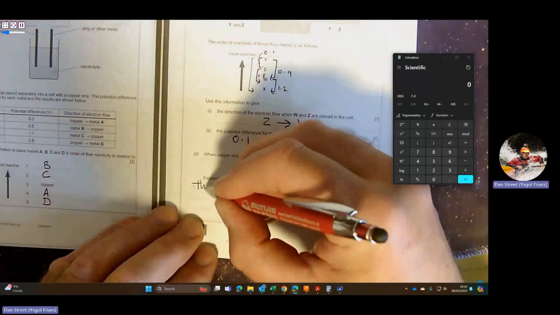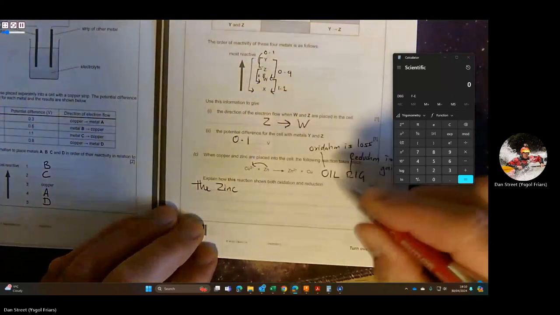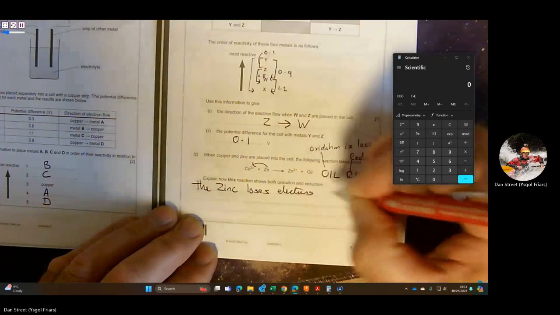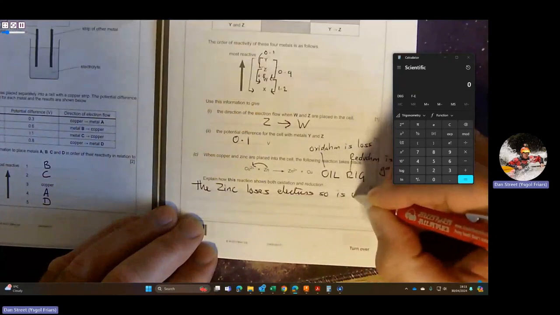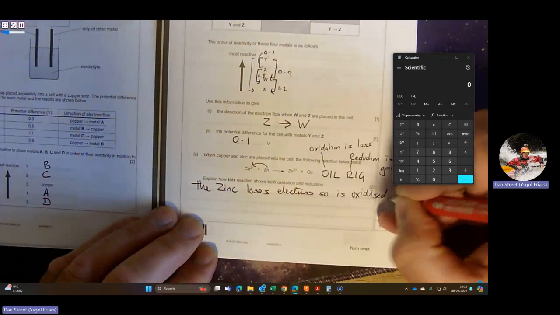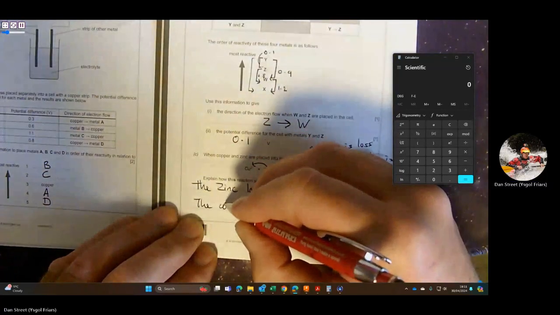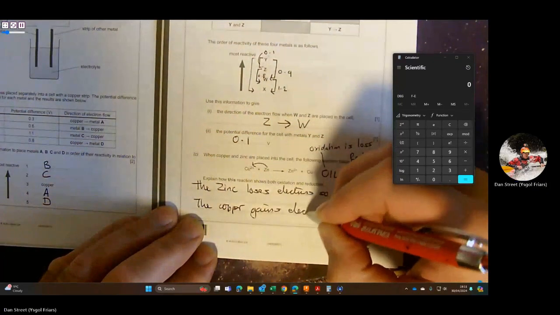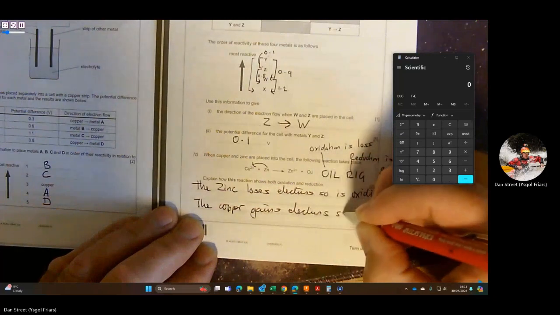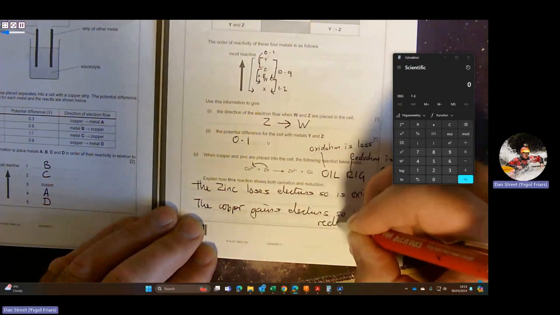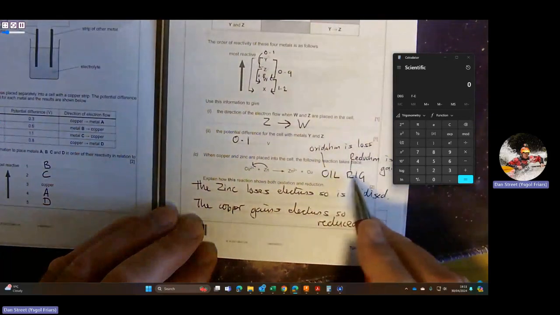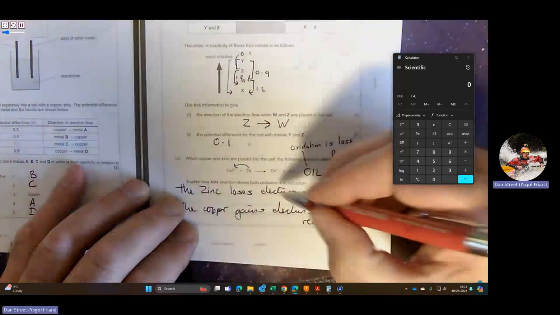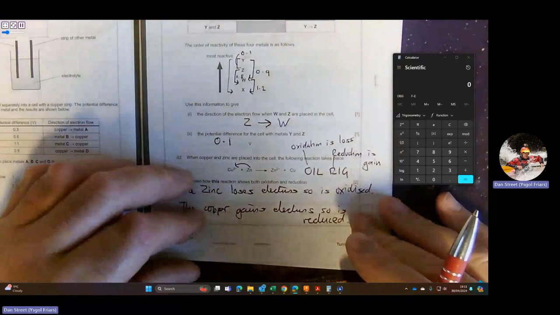So the zinc loses electrons, so it's oxidized, and the copper gains electrons, so it's reduced. To answer that question, you do need to remember OIL RIG, and we're talking about redox reactions, redox being oxidation and reduction combined into one.